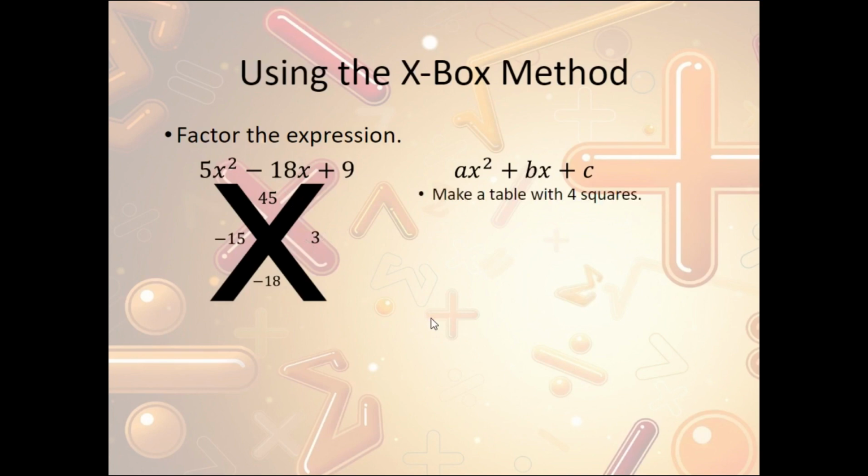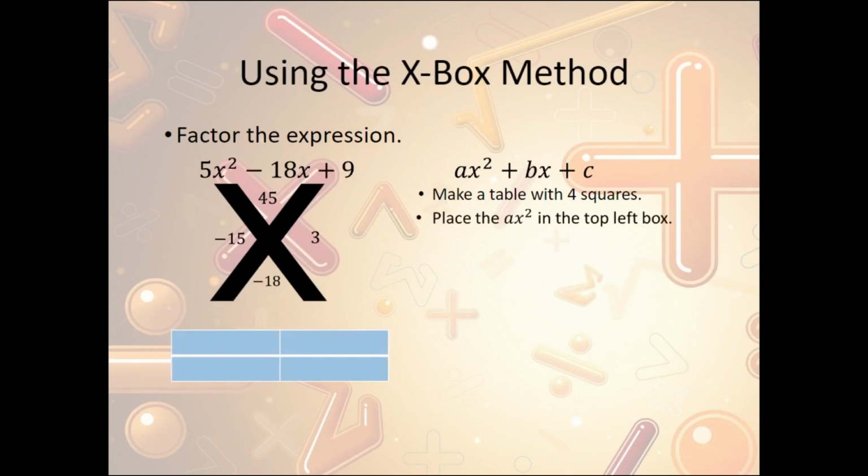Now we're going to do the box part. So that's the x part. Now we're going to do the box part. So we're going to make a table with 4 squares, just like this. And we're going to place ax squared in the top left box. So that's 5x squared, and that goes here in the top left. Then in the bottom right, we're going to put c, which is 9. So that goes there.